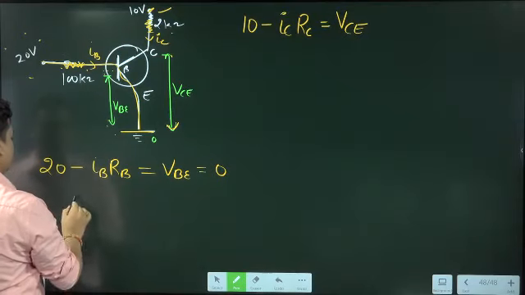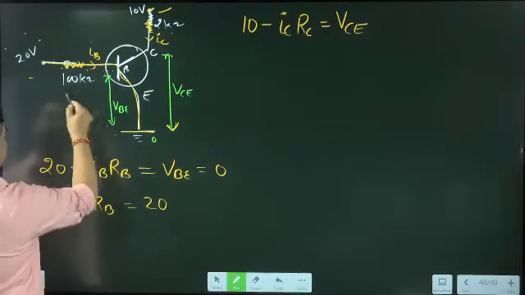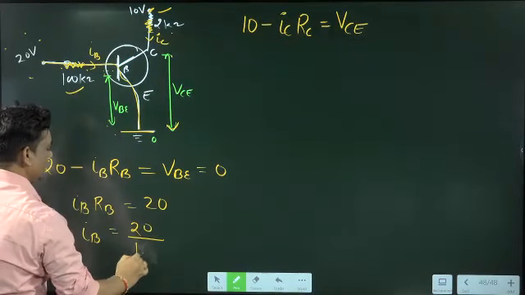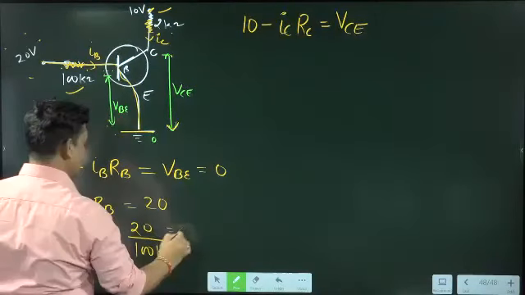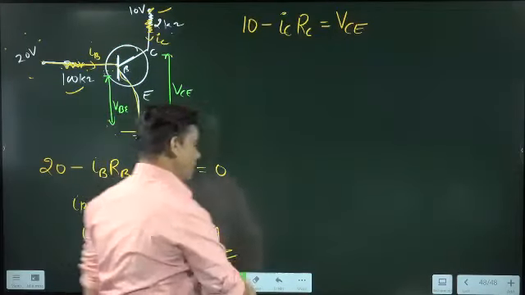So we can write here IB into RB equals 20. RB is 100 kilo ohm, so we get IB equals 20 by 100 kilo ohm. Kilo ohm means we know current will be in milliampere. So this will be how much? 1 by 5 milliampere. That is the IB here.